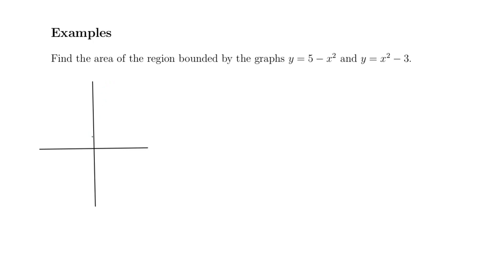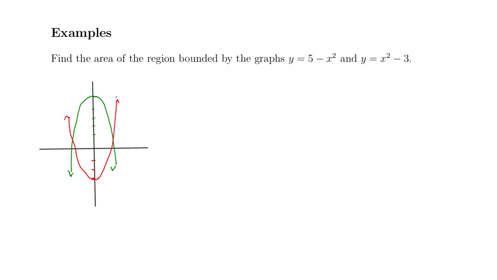So our 5 minus x squared is going to be 1, 2, 3, 4, 5 up here. It's going to be this nice upside down parabola. And x squared minus 3 is going to be an upwards facing parabola here.